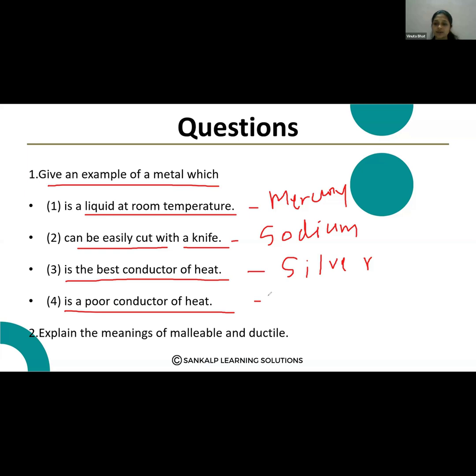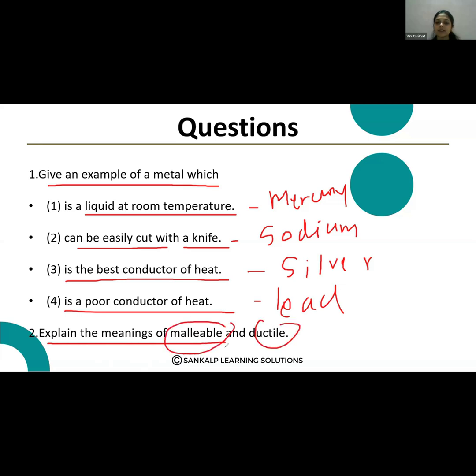Yes, what is the answer for the fourth one? Yes, lead. Lead is the poor conductor of heat. Yes, very good. Not plastic. Okay, metals I'm asking. Second question, explain the meanings of malleable and ductile.